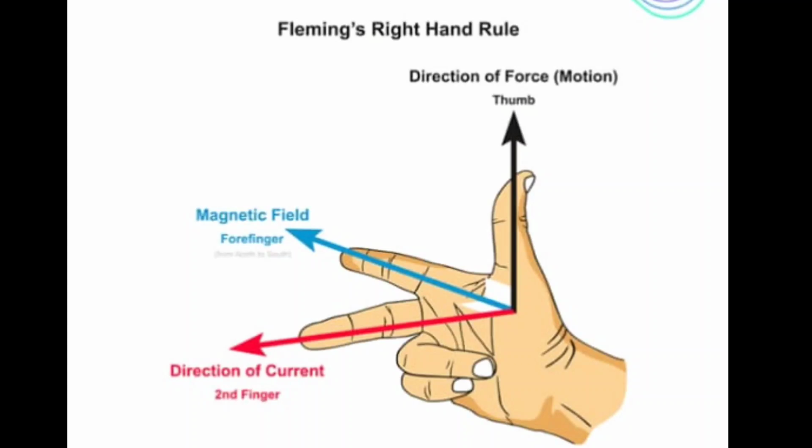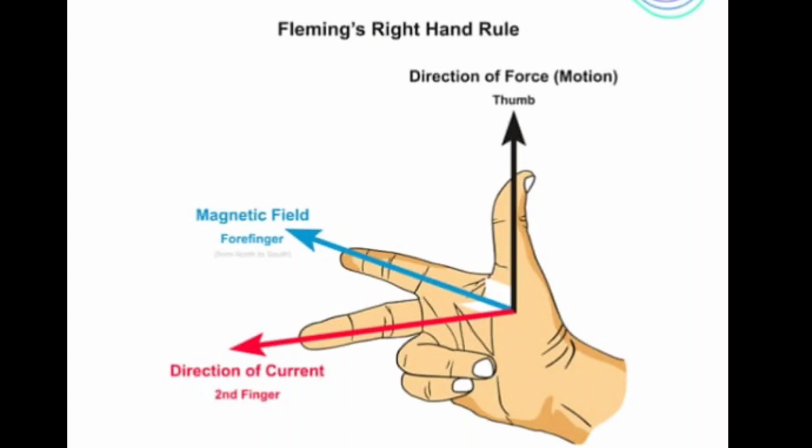Because this rule helps us to find the direction of the induced EMF or current in a circuit moving in a magnetic field. According to this rule, if the right hand is stretched such that the first finger, the central finger and the thumb are mutually perpendicular to each other, then the first finger points along the direction of the magnetic field while the thumb points along the direction of the motion of the conductor, then the direction of induced EMF and hence current will be along the direction of the middle finger.